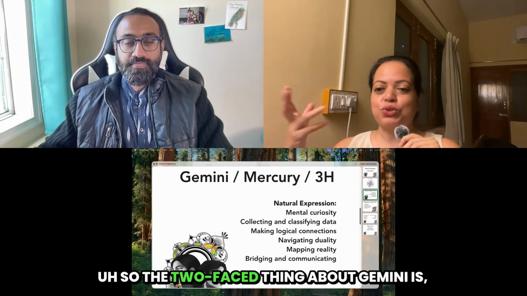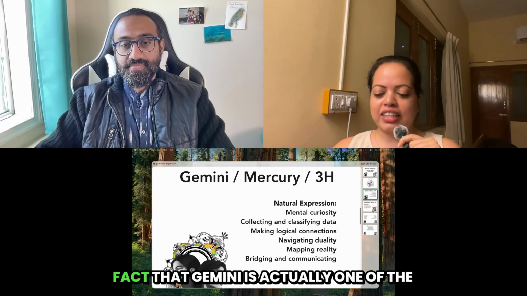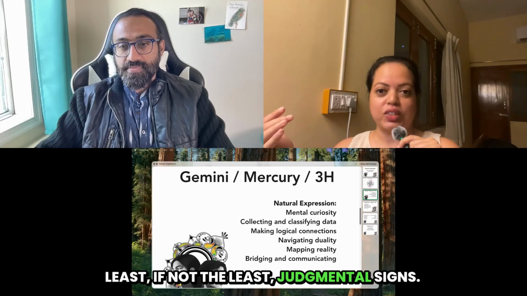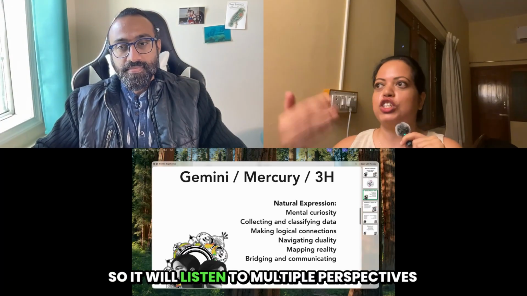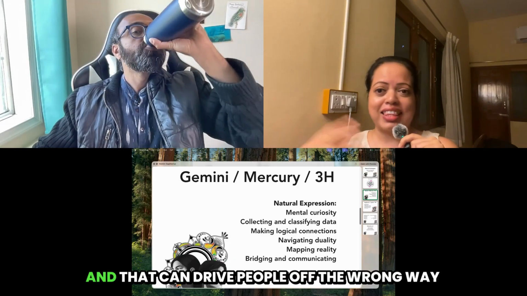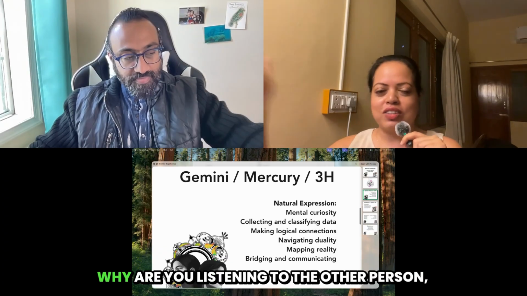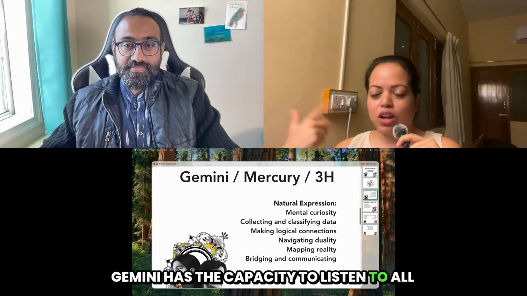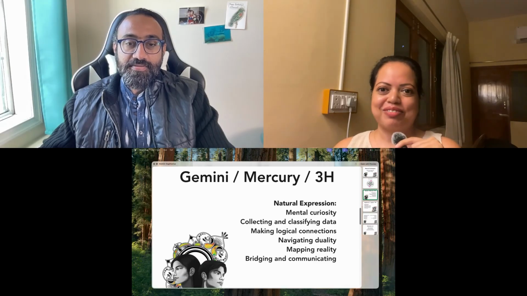So where the two-faced thing about Gemini could come from is the fact that Gemini is one of the least, if not the least, judgmental signs. It is pure curiosity. Gemini doesn't judge, so it will listen to multiple perspectives with equal importance. And that can rub people the wrong way sometimes, like, hey, if you agree with me, why are you listening to the other person? Especially if there's conflict, Gemini has the capacity to listen to all sides of an argument, and that doesn't sit well with some people. Got it.